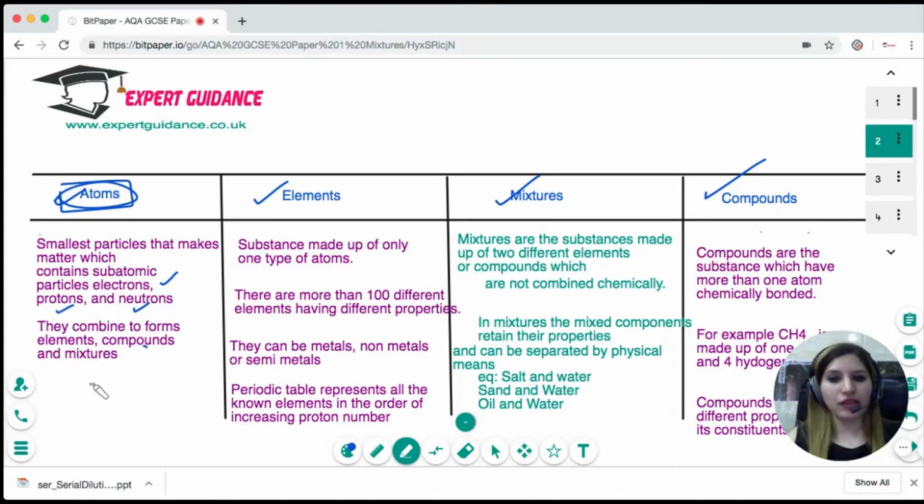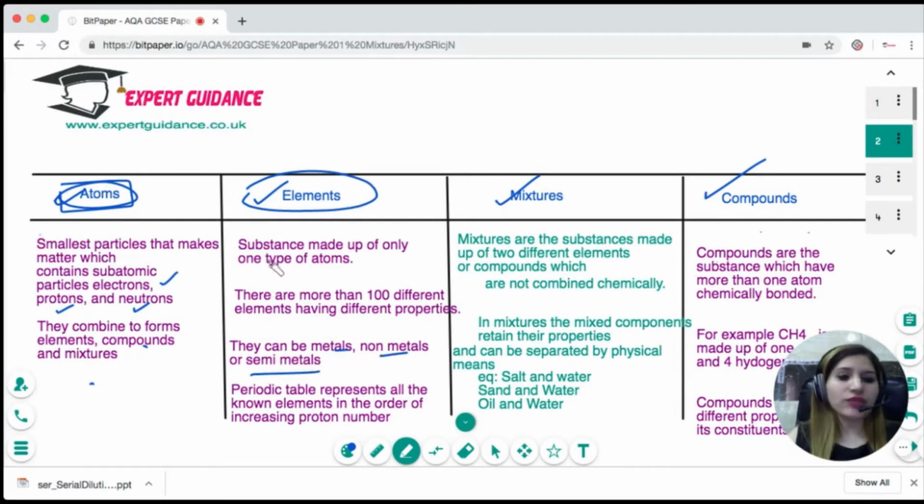compounds, and mixtures. Now let's look at what elements are. Elements are those substances which are made up of only one type of atom. There are more than 100 different elements and each has different properties. Like gold is shiny and solid, carbon is an element which is a solid, but oxygen is a gas. So every element has different properties and they can be categorized as metals, non-metals, and semi-metals.